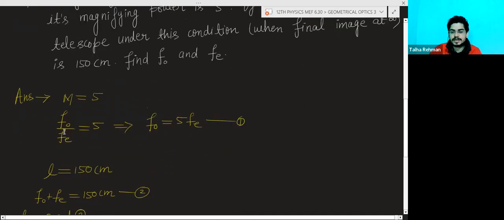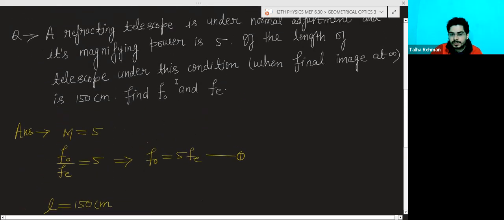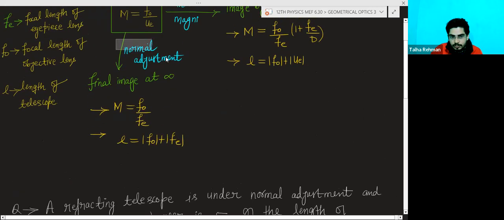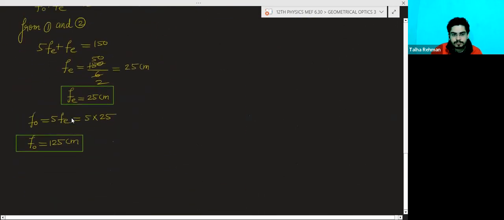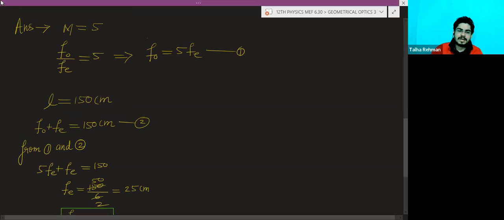So FO by FE you will write. You will get one equation from here because you are in 12th class now, equations you can solve, I think. After that, another equation you will get from the length of the telescope. I told you the length of telescope in case of the normal adjustment is FO plus FE, and this value is given as 150. In this question, there is nothing complex.